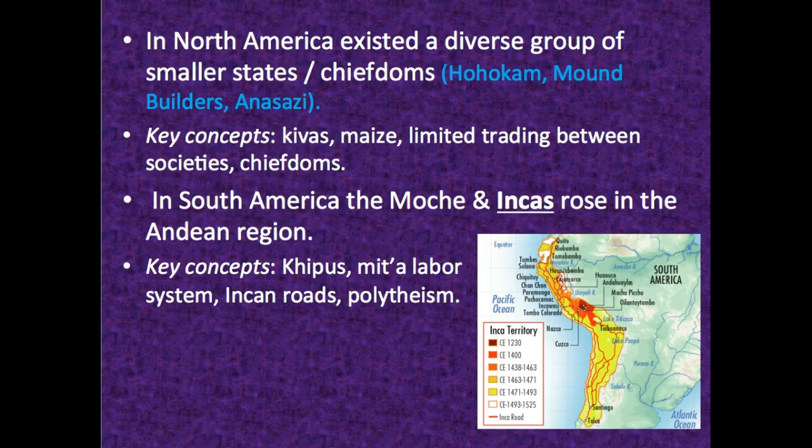You have the beginning of diverse groups of smaller states and chieftains as well at this time. This is especially true in most parts of North America, and in South America you have the Incas that rise in the Andean region. Some of the key concepts to remember especially are the Inca road and the Mita labor system. For North America, there are some tribes that we didn't really talk about because a lot of it's covered in U.S. history. Some of the key concepts, though, to remember: maize, kivas, and limited trading between societies and chiefdoms.